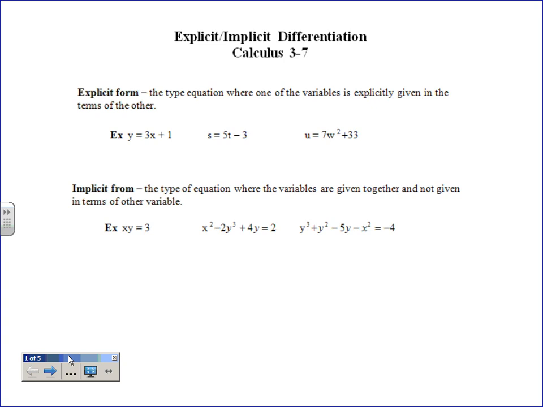Implicit is when you have just stuff all jumbled all over the place. For example, the first one is x times y equals 3. Or the next one, x squared minus 2y to the third plus 4y equals 2. And then it gets worse, right?